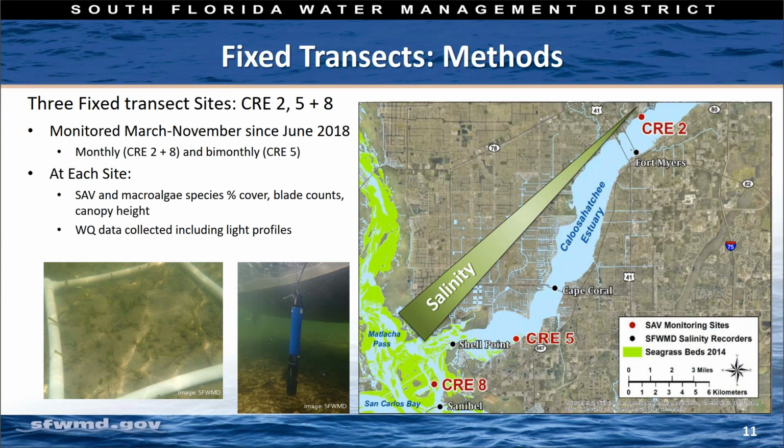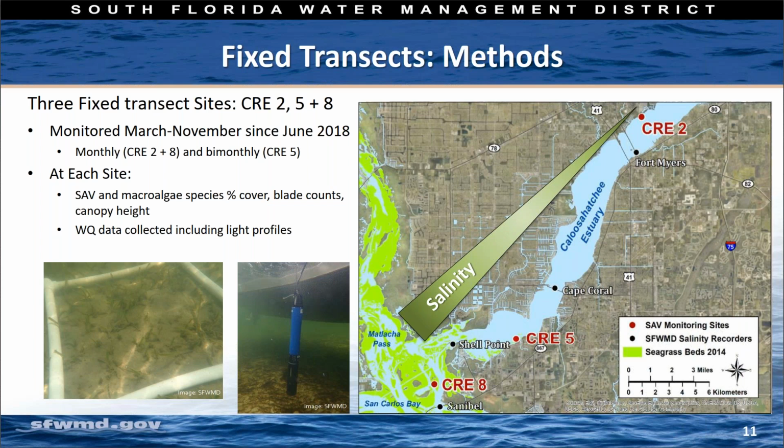So the fixed transect methods: there are 3 sites that we monitor in the Caloosahatchee River and Estuary. They're monitored March through November, and have been since June of 2018 when the methods changed. At each site, SAV and macroalgae species, percent cover, blade counts, and canopy height are taken, along with water quality data and light profiles.